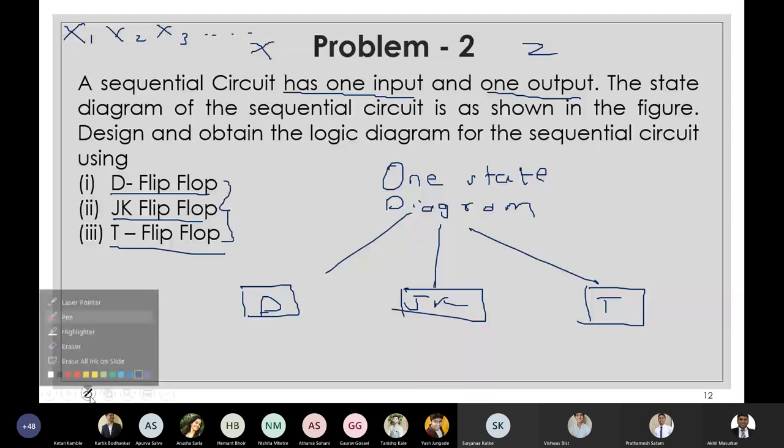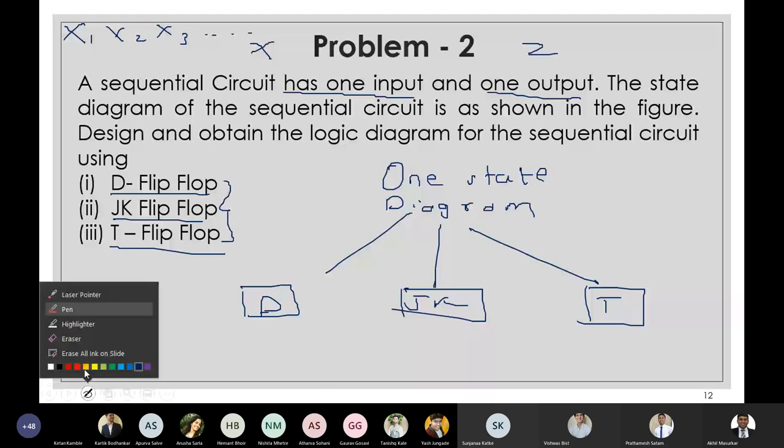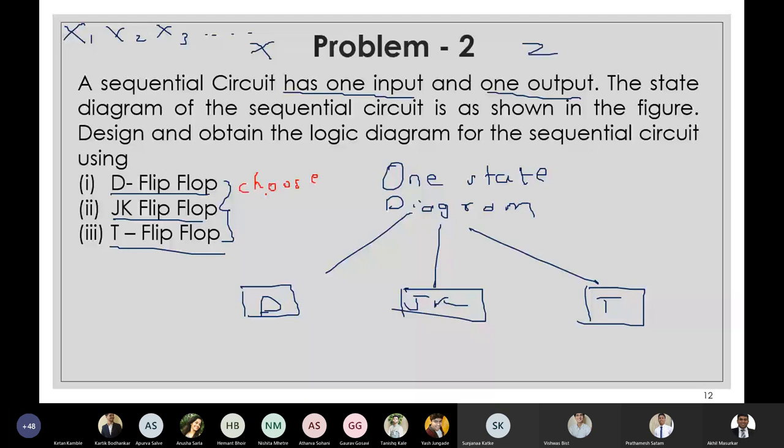So choose the one which requires less hardware. Choose the one which requires less hardware.